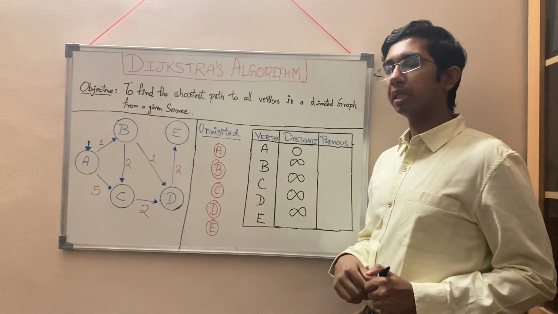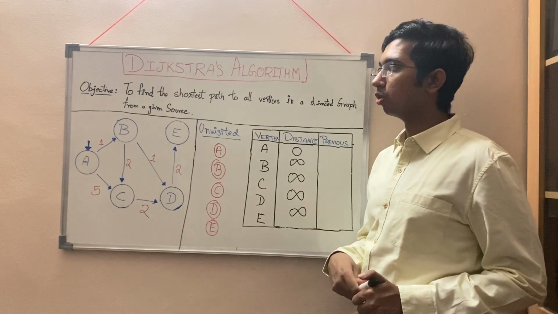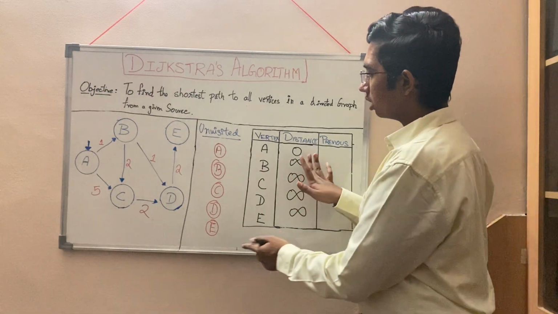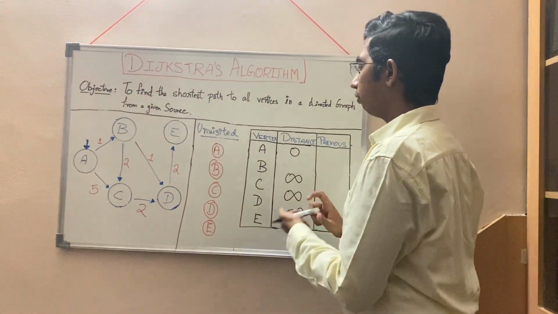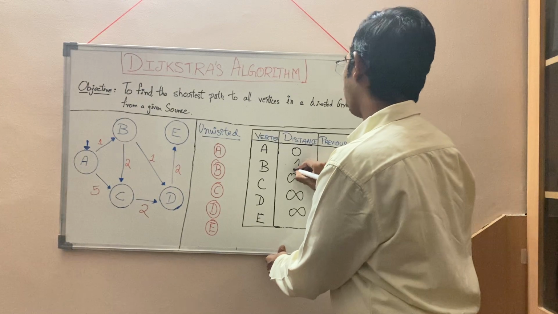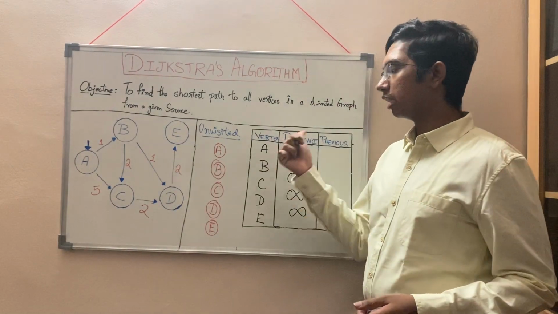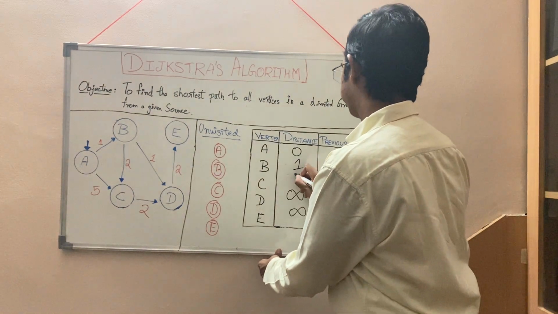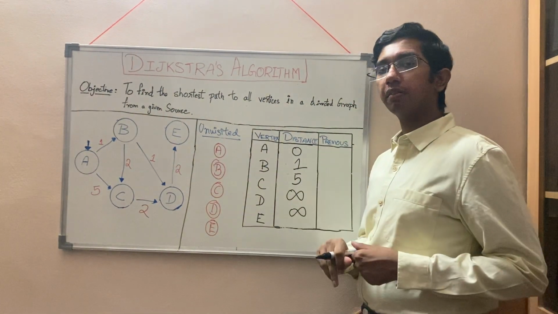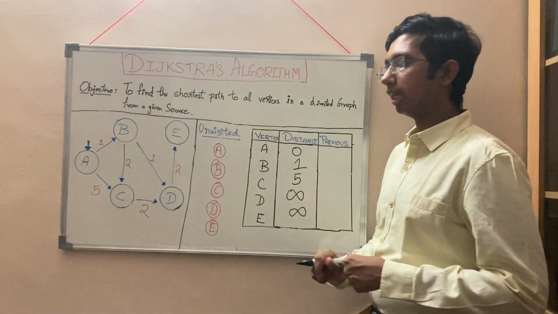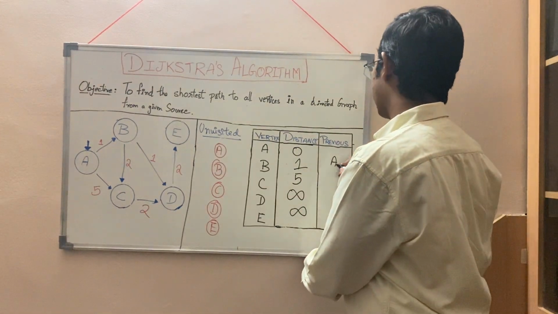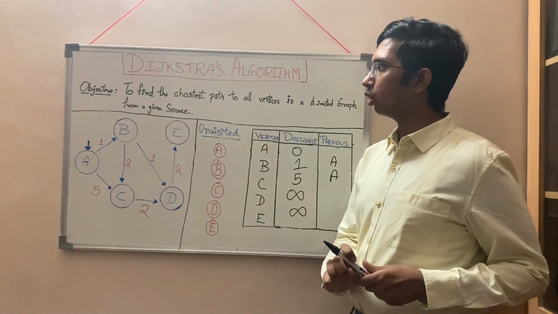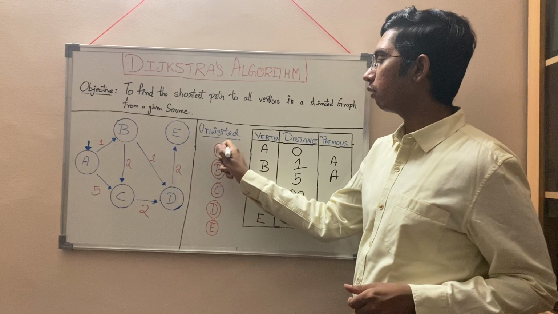The initial distance of B was infinity, and the current distance from the source is going to be 1 plus the distance of the source, which is 0. So the new distance is going to be 1. And similarly, for C, we're going to have a distance of 5 plus the initial distance 0, which is going to give us 5 itself. We're also going to update the previous node as we start off with the source A. So the previous node is going to be A itself. Moving on, since A has exhausted all its neighbors, we can remove it from our unvisited list.